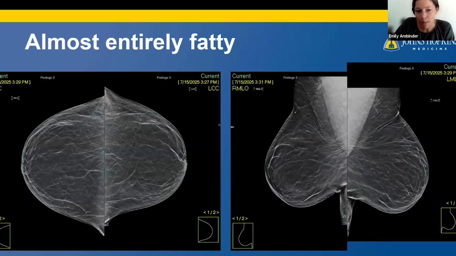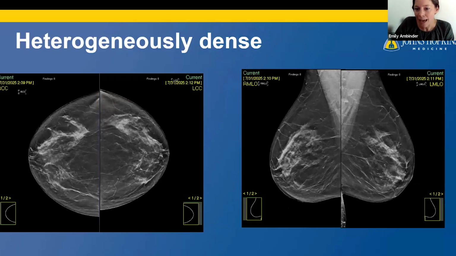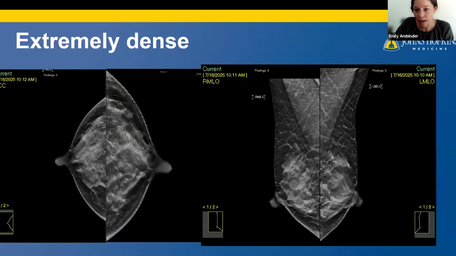This is an example of a mammogram with almost entirely fatty breast tissue. And you can see the breast tissue is almost all that dark gray color. As we go up in density, this is a patient with scattered fibroglandular densities. We're seeing more white on this mammogram. It's still mostly that dark gray color, but we're seeing more of that white spread around it. When we get into the dense categories, we're seeing even more white compared to the dark gray, representing that fibroglandular tissue. And when we get into that highest category of extremely dense, almost all of the breast tissue is that white color with very little interspersed fat or dark gray in between it.